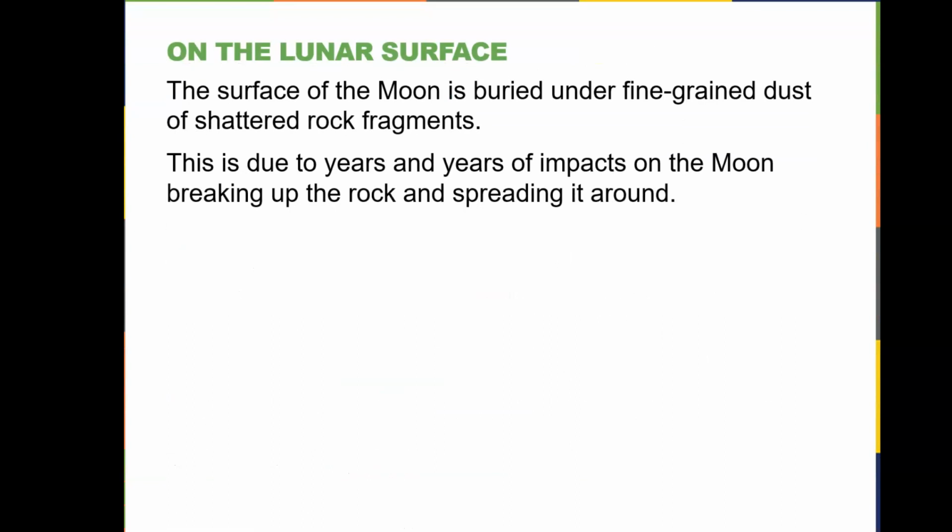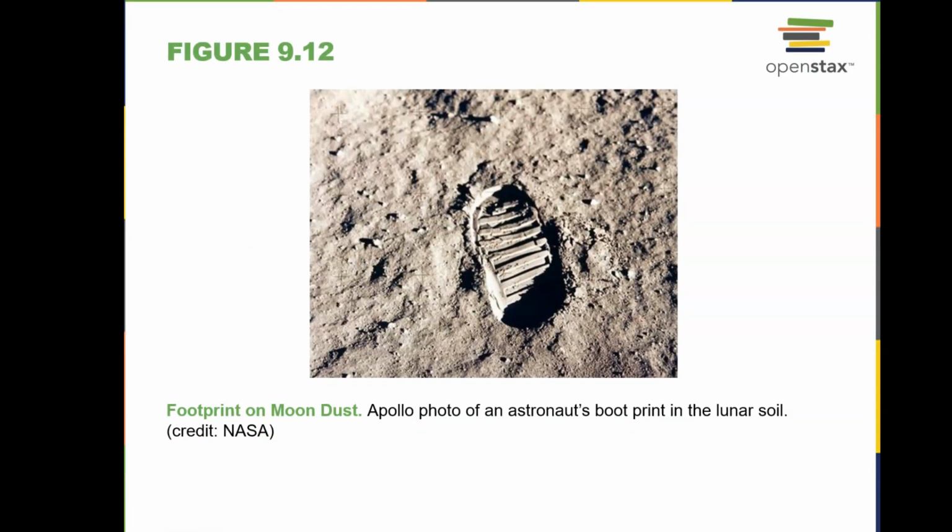The surface of the moon is buried under fine-grained soil that Armstrong was talking about. This soil is made of shattered rock fragments. Like much else, this is due to years and years of impacts on the moon breaking up the rock and then spreading it around. Here we can see a footprint in this lunar soil from one of the Apollo missions.